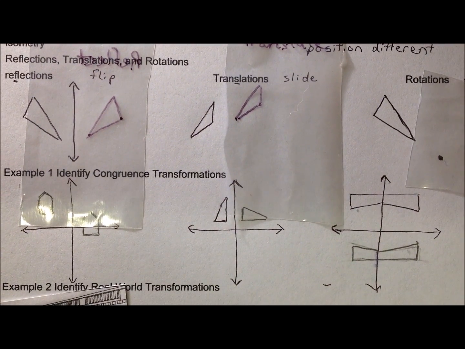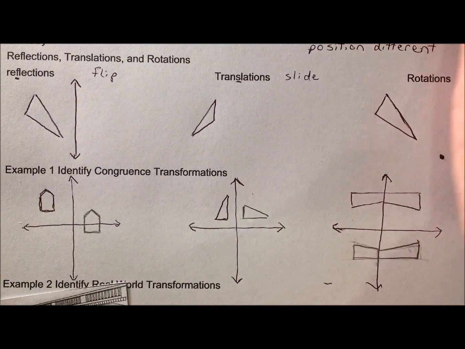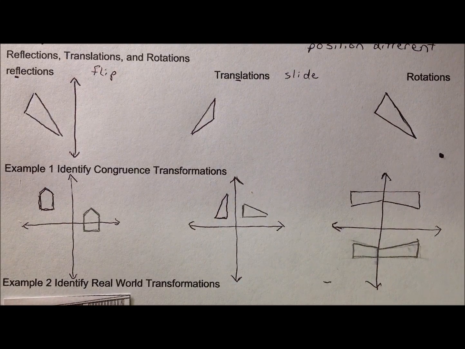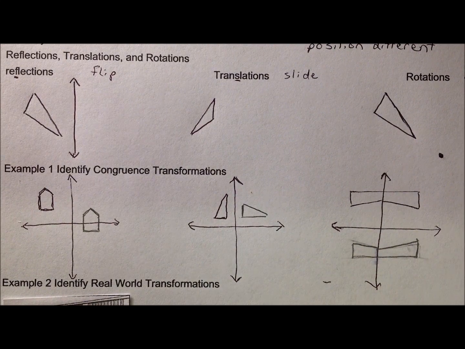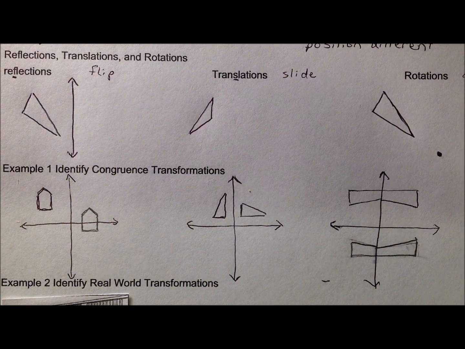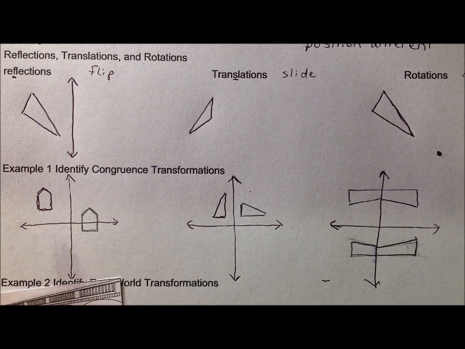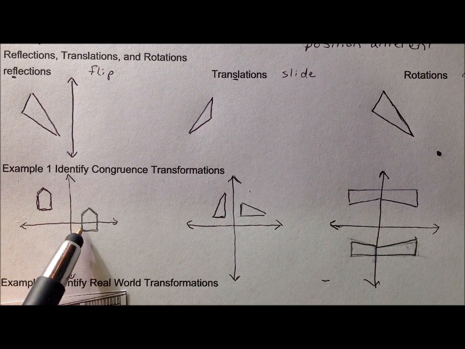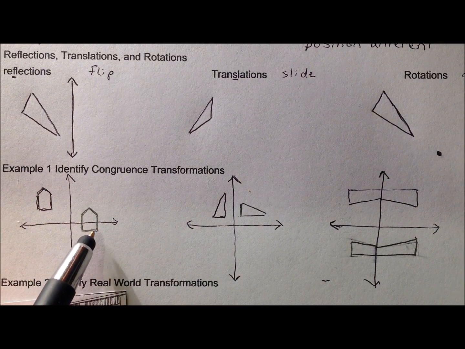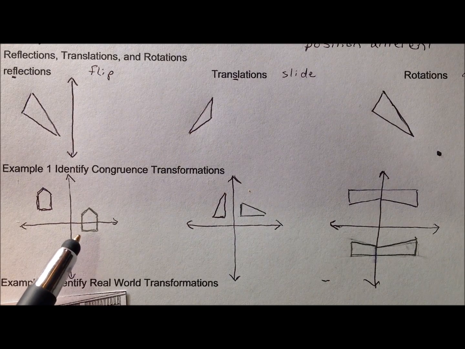Now for example 1. Let me move these little sheets here. We need to identify the congruence transformation that was completed on these figures. Our figure here in ink is our pre-image, and the figure here in pencil is our image. And what kind of transformation was done here?